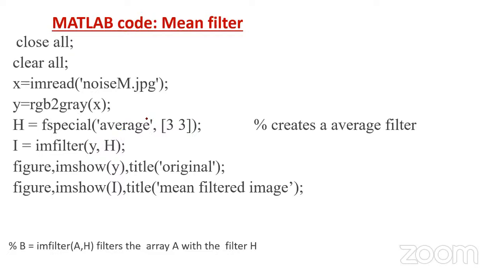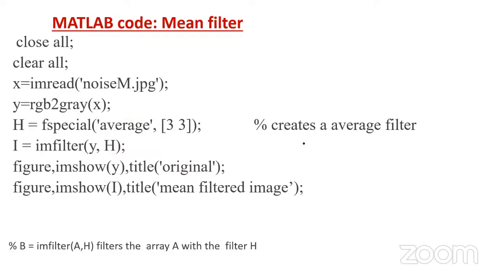Same thing, if you are looking for a Gaussian filter, replace average by Gaussian. Or if you are looking for a Laplacian filter, replace average by Laplacian. Or if you are looking for a log filter, replace average by log. Or if you are looking for a circular average filter, replace average by disk. Like that we have various options. If you want complete details, you can press F1 and type fspecial in the search box. We can find complete details about the fspecial function, so that we can understand what it means and how to create the average filter and other filters also. So this is a simple Matlab function.